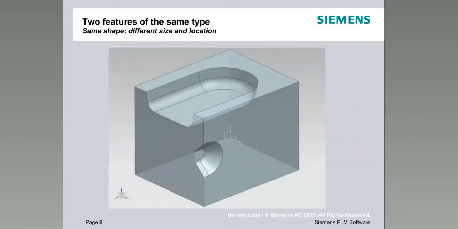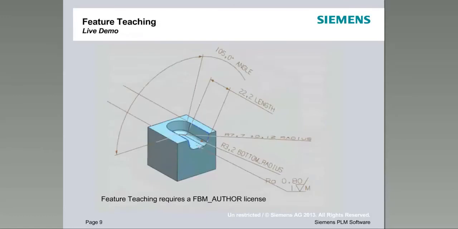Believe it or not, for us and for NXCAM feature-based machining, these are two features of the same type. They have the exact same shape, the same number of faces. It's a plain floor with a fillet all around, connected to walls that are at an angle with respect to the floor, and that's it. Both are the same feature, but obviously they have different dimensions, a different location, different sizes. So with that, we'll get started in the live demo, and I'll start sharing my screen.